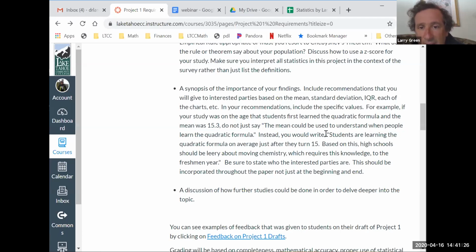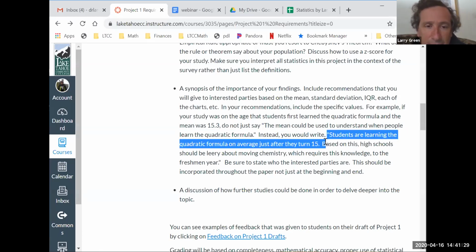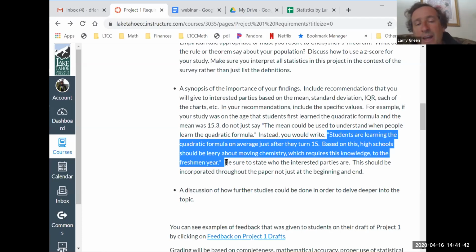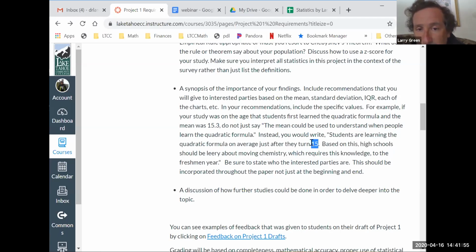Instead, you would say students are learning the quadratic formula on average just after they turn 15. Based on this, high school should be leery about moving chemistry, which requires this knowledge, to the freshman year. So now notice we used the number 15. You see? And here your client might be the principal of the high school. Does that make sense? So all of your recommendations must be based on the number that you got for the statistic.